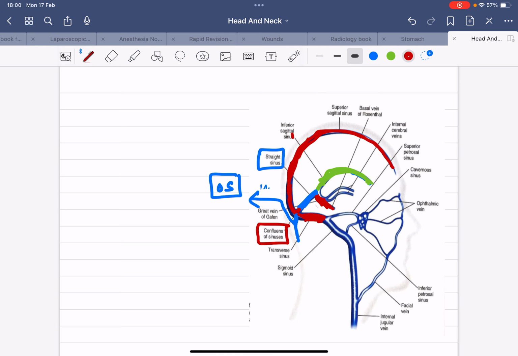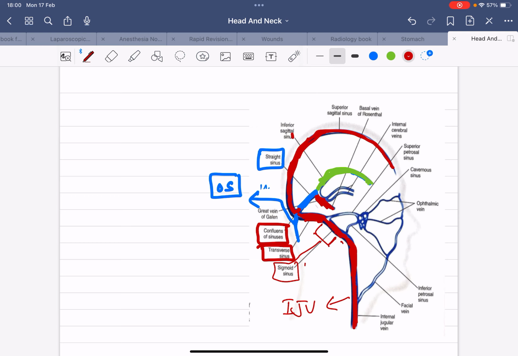This is known as the transverse sinus. From the transverse sinus, it will go as a sigmoid sinus, and the sigmoid sinus will continue as your internal jugular vein. So this is your internal jugular vein. This portion here is your sigmoid sinus now. Okay, so this is clear to all of you.